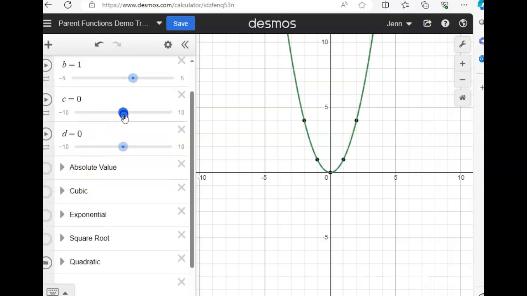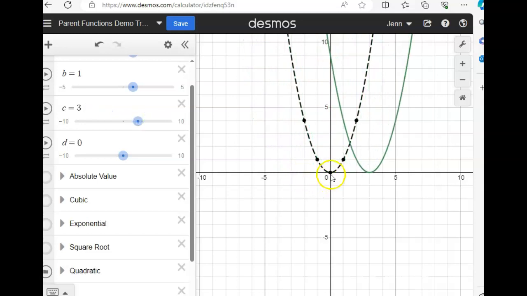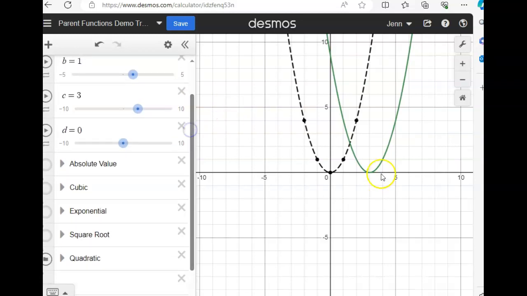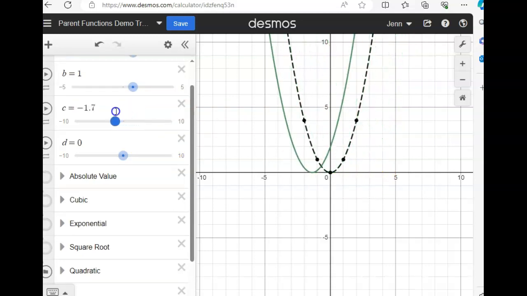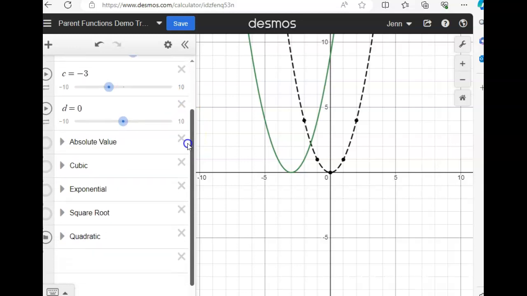If I change that c value, we can clearly see that, okay, look at the vertex, I moved it over 3 places to the right. So if it's positive, I'm going to the right. Now, here's the thing. In the equation, it's going to look like -3. So again, it looks like a -3, but it's really that we're taking away that positive 3. And if it was subtracting a negative, it would look like +3. So again, your x's look opposite of what you think should be happening.